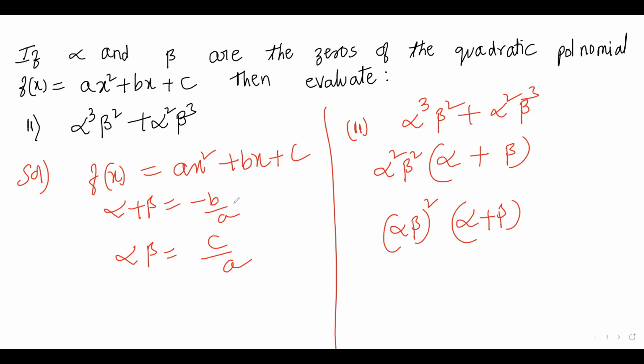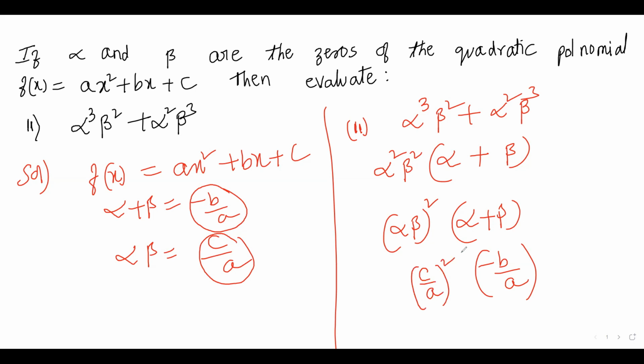What is the sum of zeros? Alpha plus beta is minus b by a. What is the product of zeros? C by a whole square. So c by a whole square is nothing but c square by a square, into minus b by a.